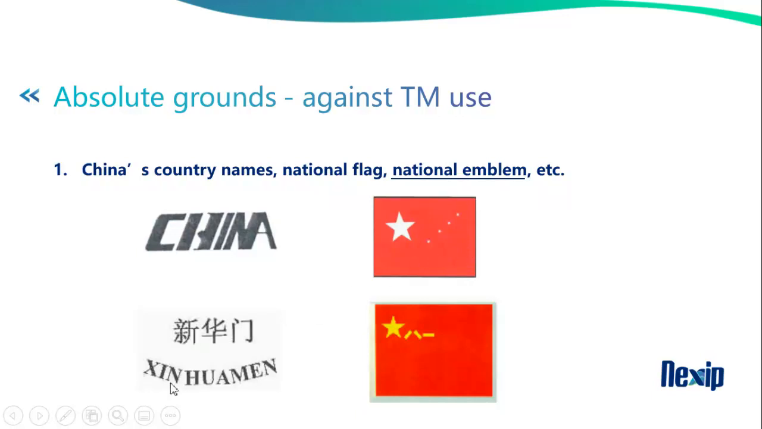And this mark, it means Xinhuamen. Xinhuamen is where China's central government is located, so it cannot be used and registered as a trademark. And this one is almost identical to China's military flag, so they cannot be used and registered as trademarks in China.